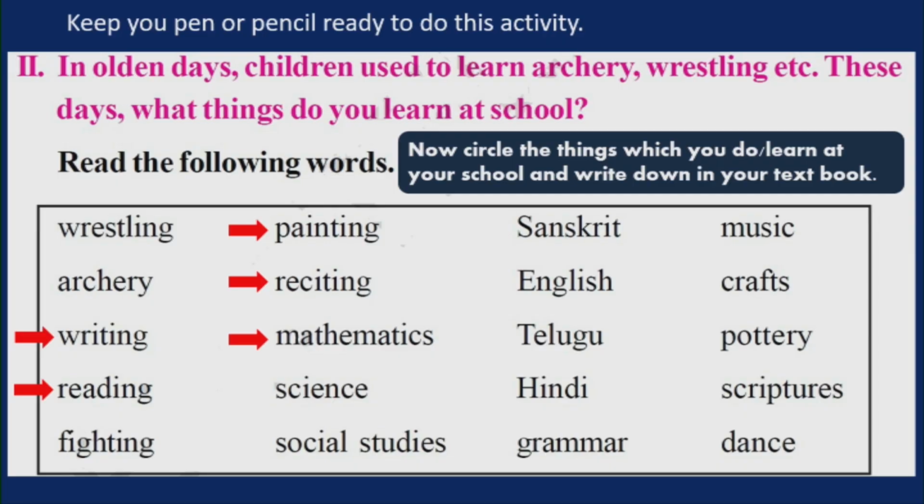Mathematics, do you learn? Yes, you learn mathematics. Science? Yes. Social studies? Yes, you learn social studies at your schools. Science and social studies are in the same textbook and it is named as EVS. So, your EVS is the combination of science and social studies. Do you learn Sanskrit? No. What do you learn? You learn English. That is why you can see an arrow mark pointing English.